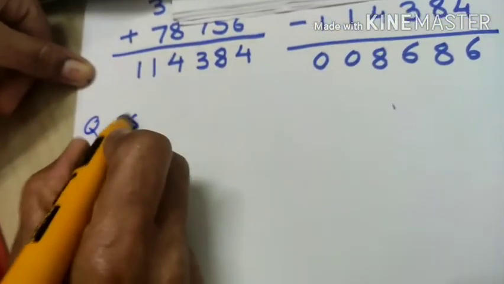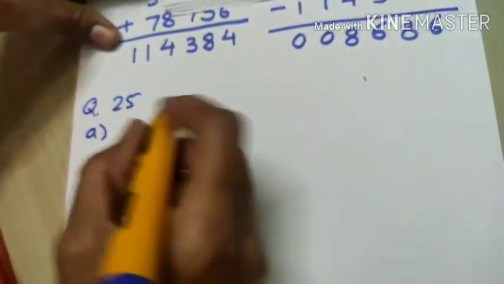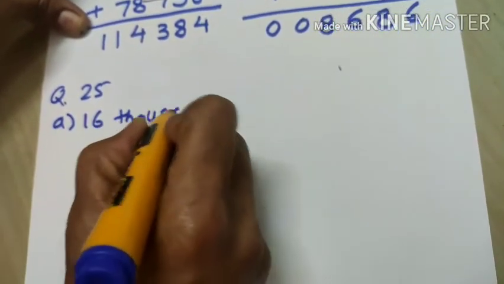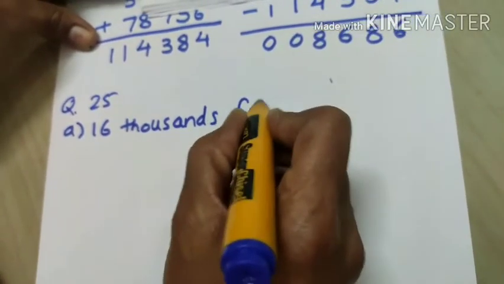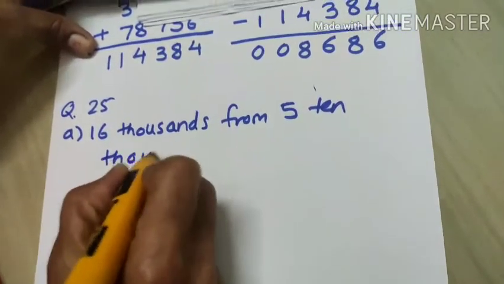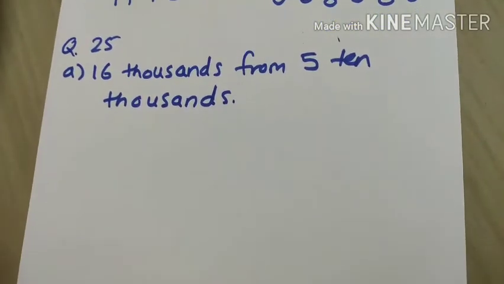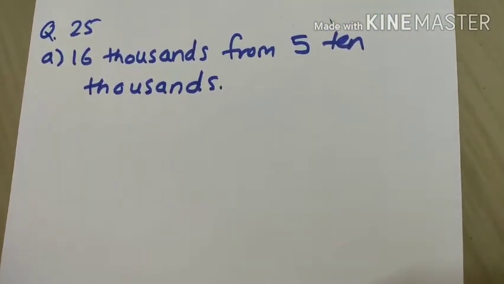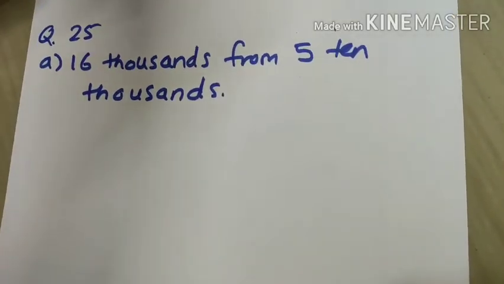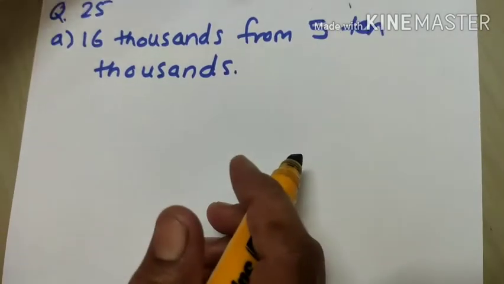Question number 25. A question I am solving: 16 thousands from 5 ten thousands. Here you can write the numbers for the given numbers, or you can solve in a different way, that is by doing subtraction.